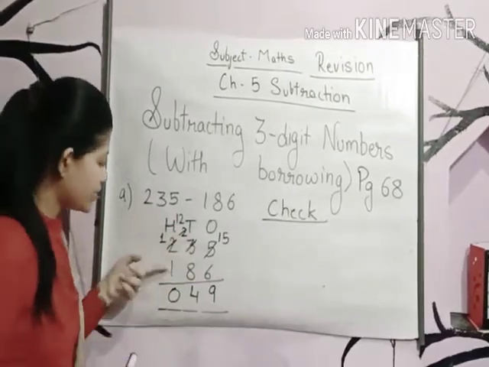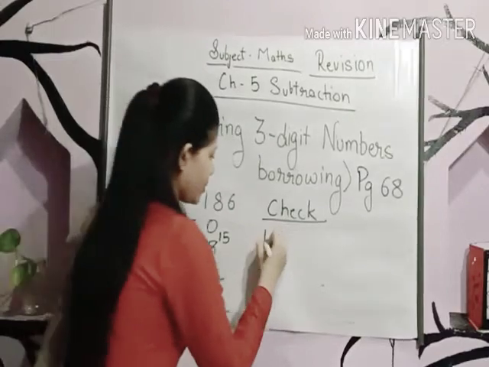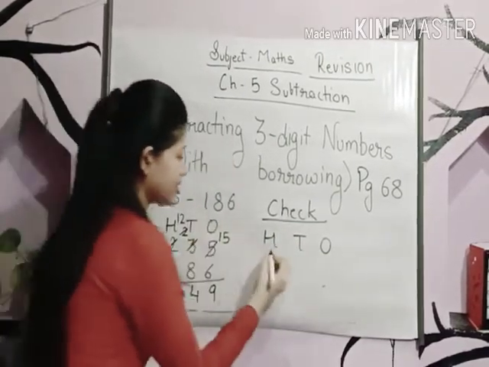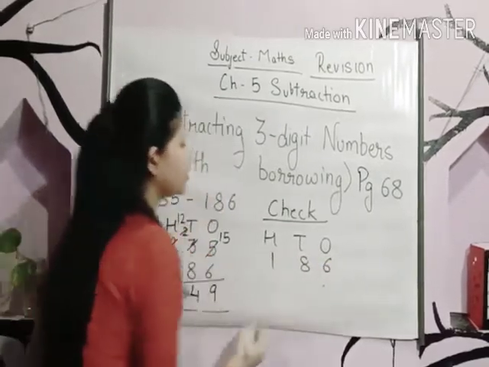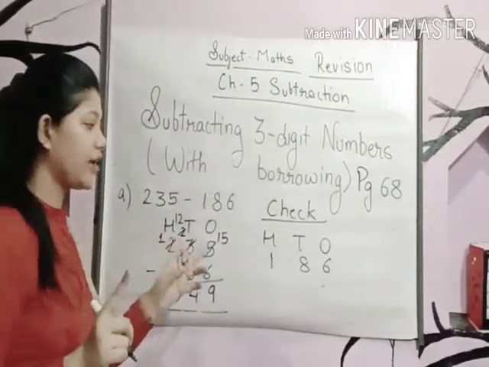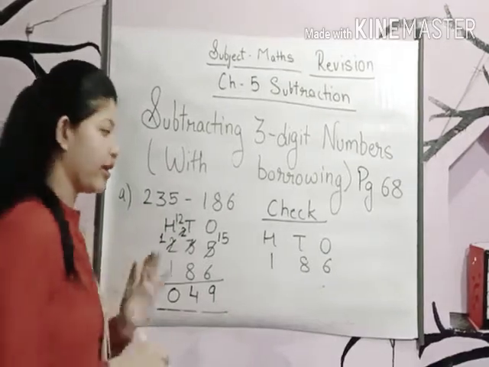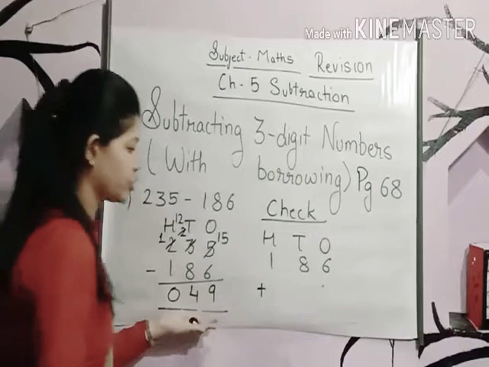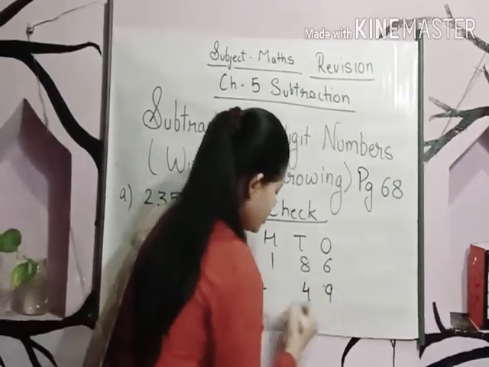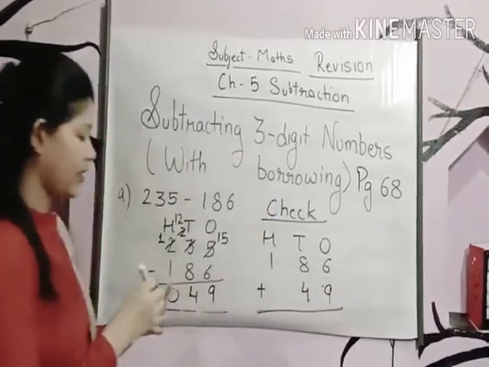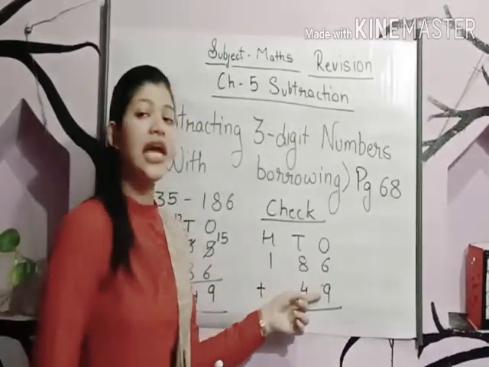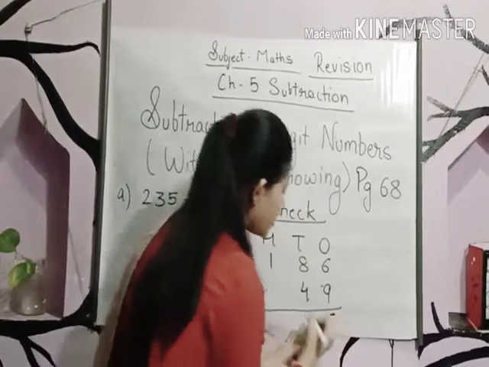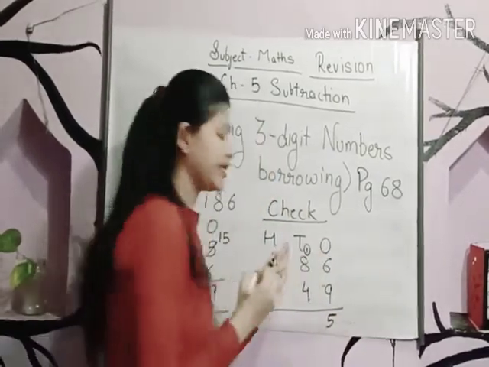Let's see how. Let's write the subtrahend here, under HTO. The subtrahend is 186. Now we have to add. For check we have to do addition. Plus our difference is 49. So we will write 49. Now let's check. 6 plus 9 is equal to 15. So we will write 5 over here and 1 will be carried over to the tens column.